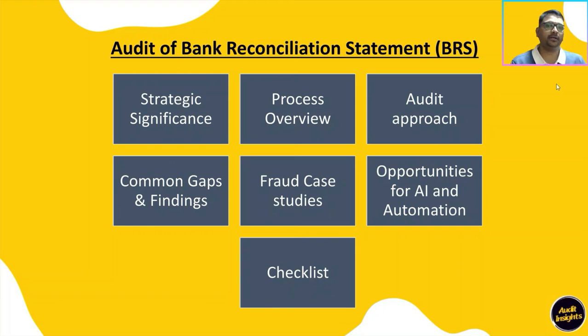Today we are going to double click on the bank reconciliation statement, on the audit of the bank reconciliation statement, and see how to do the audit of BRS the right way. We will basically look at the strategic significance of BRS in the entire scheme of things. We will have a generic process overview, and how to approach common gaps, some of the fraud cases that we will also see, the root cause of which can be traced to an inefficient BRS process. We'll also see the opportunities for AI and automation, and we will also look at the checklist.